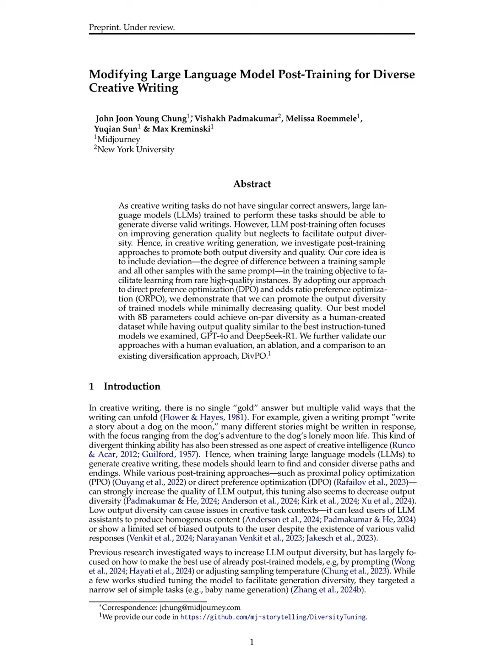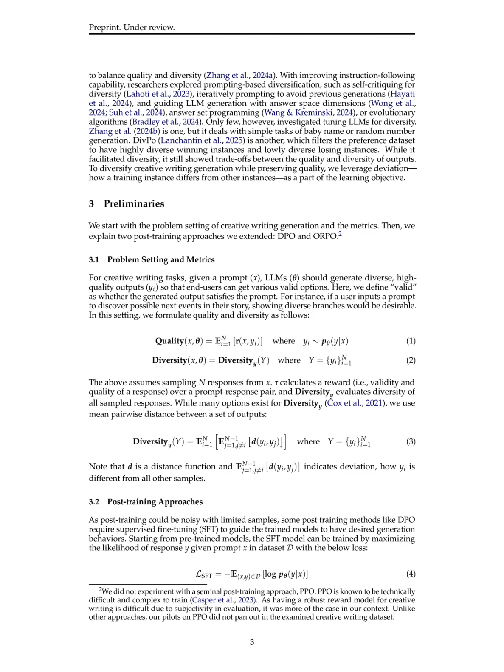This means that if the first output is deemed the best, the training objective is adjusted to favor its unique characteristics while still considering the likelihood of the other outputs. By incorporating deviation into both methods, we ensure that the model learns to produce a wider variety of high-quality responses, ultimately leading to a richer set of outputs for the same prompt.